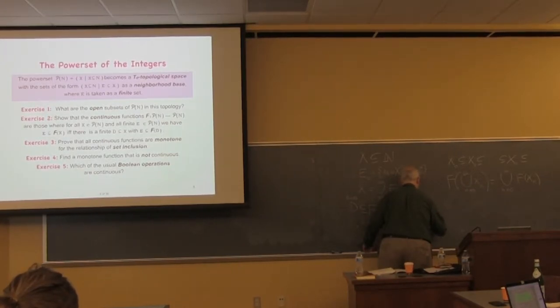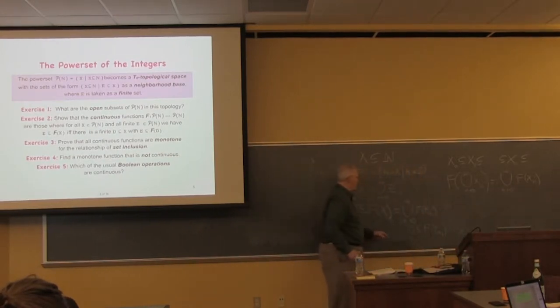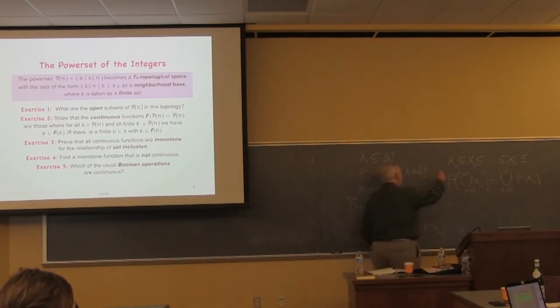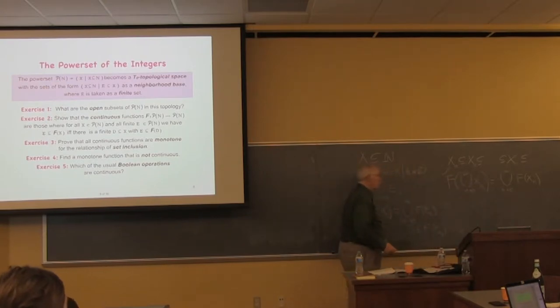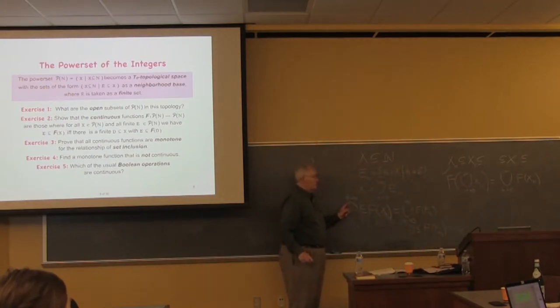Sorry, you can't see because it's behind the podium here. There'll be a special N0 where you eventually get enough. A finite set belongs to a union if it belongs to at least finitely many things out of the union. And so you only have to go a certain amount to get to this part. If the function preserves unions of towers, it's bound to satisfy the definition that a neighborhood of f of x is already determined by a neighborhood of x. That's the other definition of continuity.